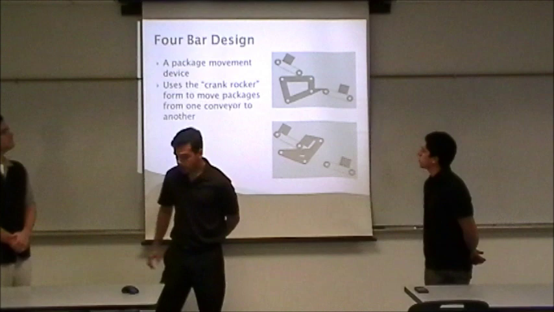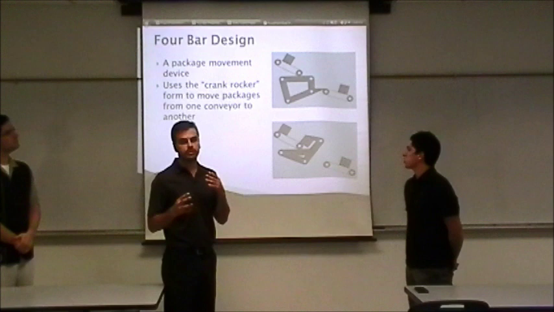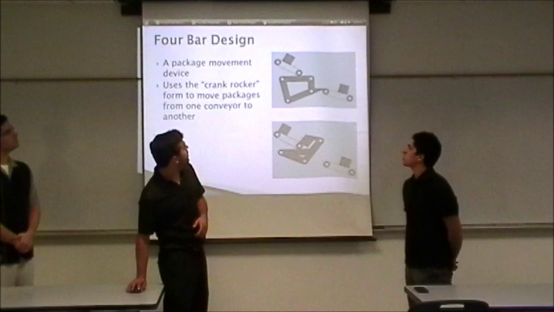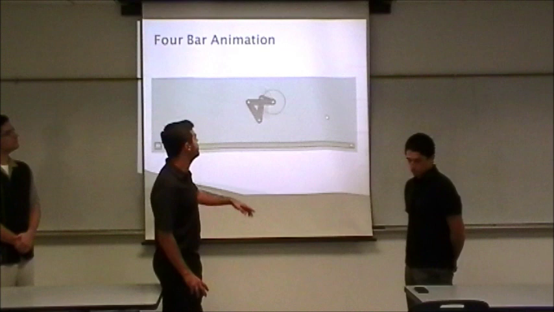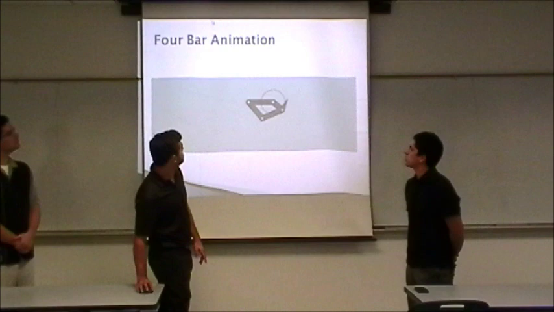So, our design, we chose to use it as a feeder on assembly lines. It can change packages from one height to another, or from one line to another laterally. This is the animation that consists of a circle that coincides with the graph that Javier previously mentioned that the crank must pass through.